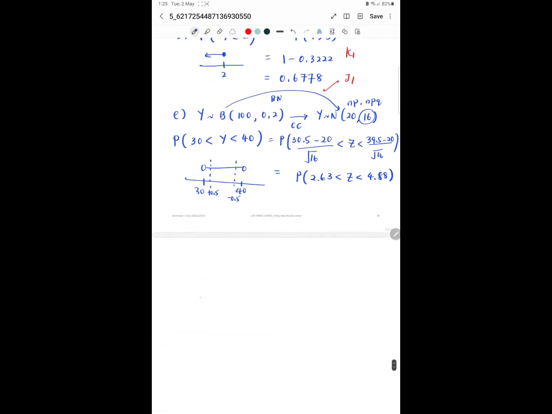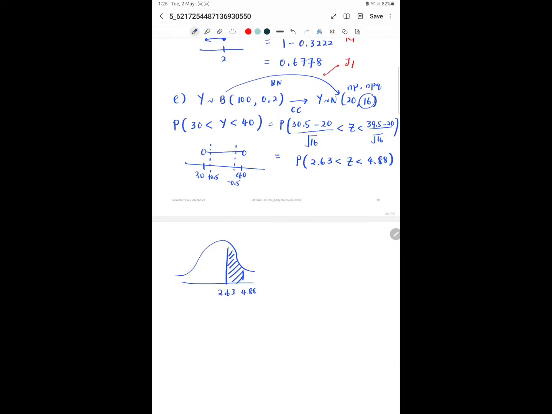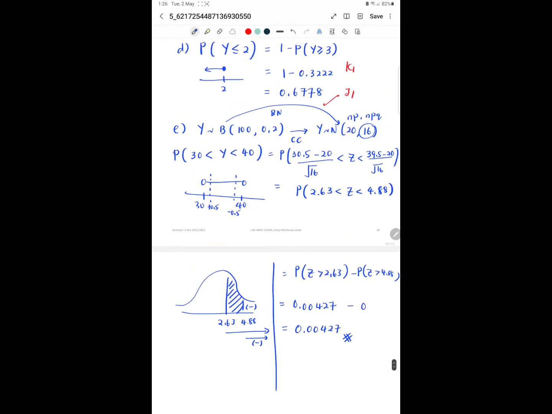When we sketch the normal bell shape, 2.63 is on the right side, then 4.88. This will be the shaded region. How are we going to find the shaded region here? That will be more than 2.63 minus more than 4.88. The 4.88 we don't want, so we deduct that. Looking from the table, we have 0.0427 minus 0, so the answer will be 0.00427.